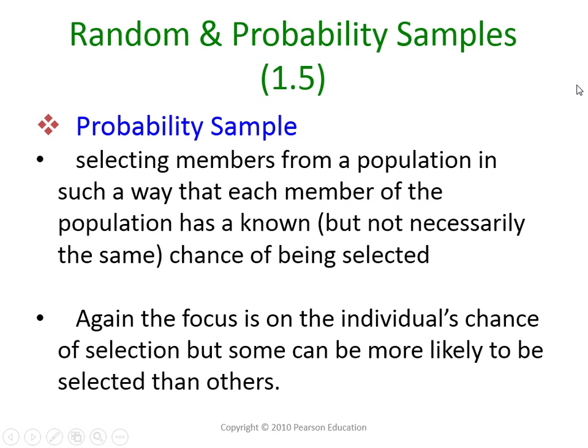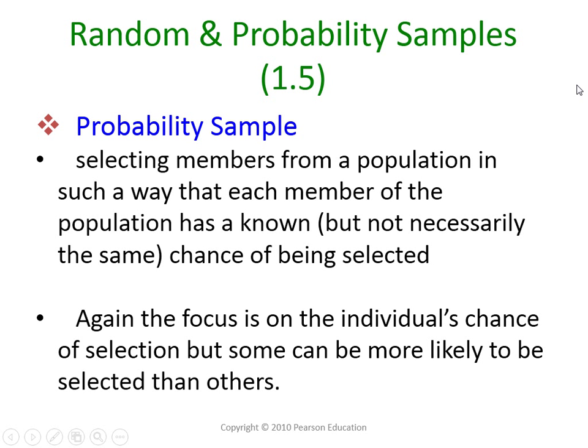Now, a probability sample is selecting members from a population in such a way that each member of the population has a known, but not necessarily the same, chance of being selected. So if I was picking NCMC students, and the way I picked my sample was I was just going to pick 2 classes out of all the classes NCMC offers, and take everybody from that group, well, the probability could be calculated for each person. Actually, let's make it easier. Let's just do 1 class.